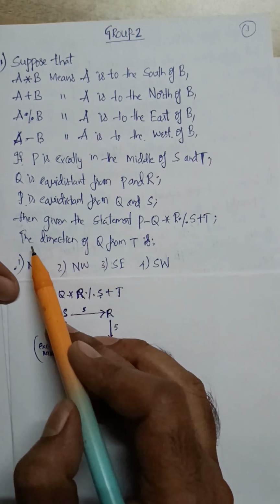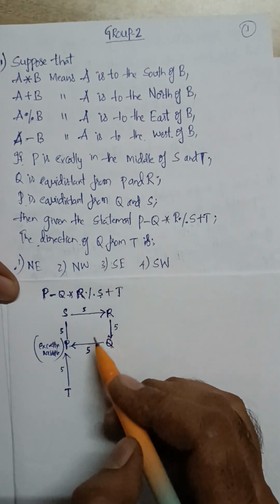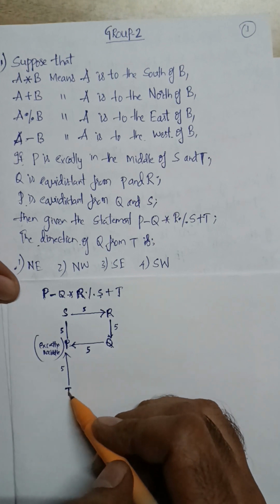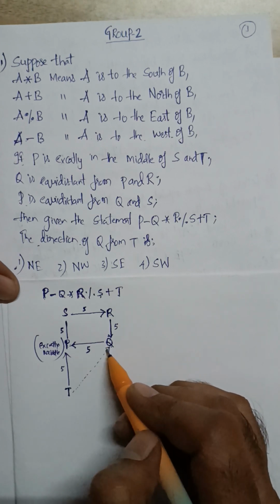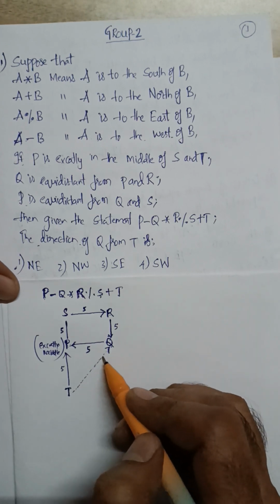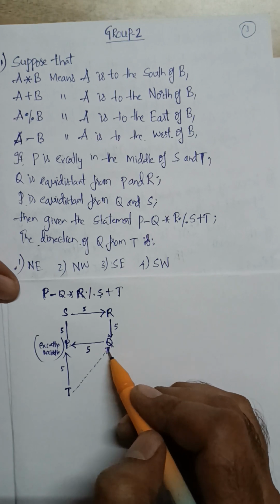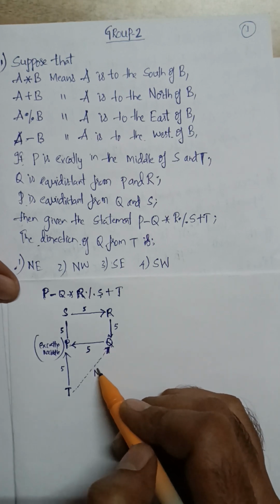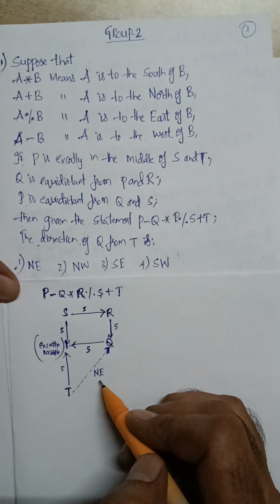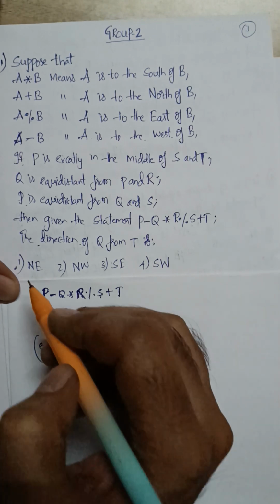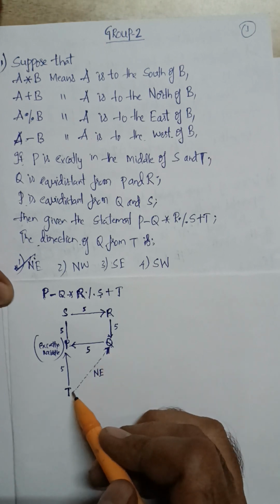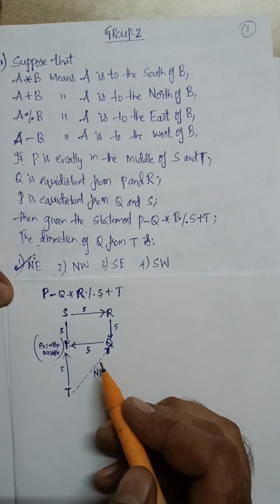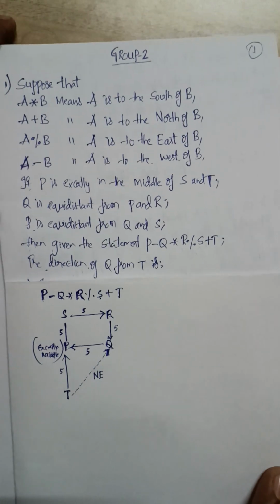Now what is he asking? The direction of Q from T. So if we look from T, in which direction is Q located? Q is located in the northeast direction. The answer is the first option, northeast. So Q is located northeast from T. This is question number 1.